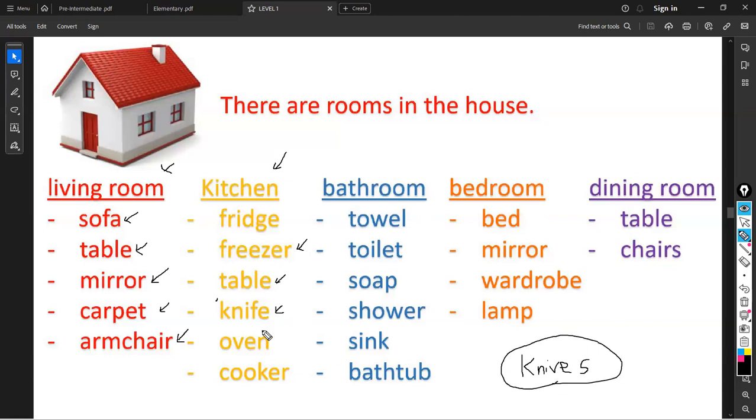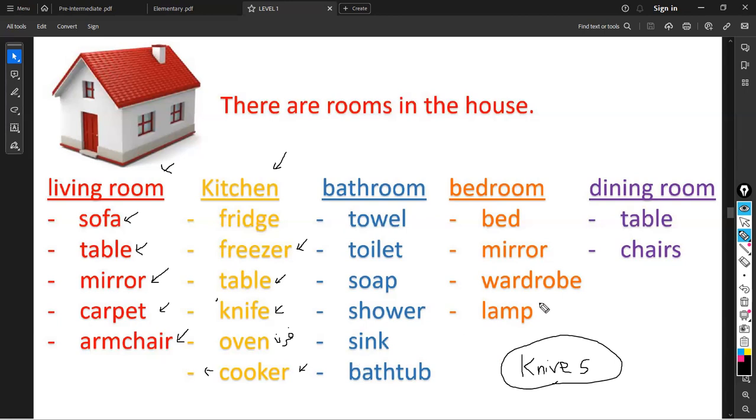Thank you. Okay. How many ovens do you have in your kitchen? What's the meaning of ovens? Oven is furin. Okay. There are two ovens. Amazing. What about cookers? How many cookers do you have? Cooker means gas, right? Okay. There are 10 cookers. Amazing. Thank you so much, Jamila.